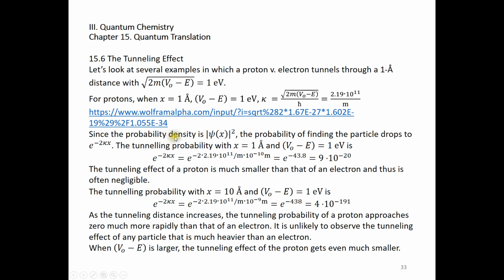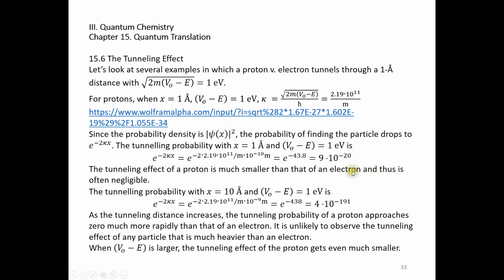Since the probability density is psi squared, we can compute the tunneling probability using e to the power of -2 kappa x. We plug in all the numbers. We have e to the power of -44, and that's 9 times 10 to the power of -20. Very small number. Even though V0 minus E is only 1 electron volt, the tunneling distance is also only 1 angstrom. But because the mass of a proton is so much heavier than that of an electron, the tunneling probability of a proton is so much smaller than that of an electron.